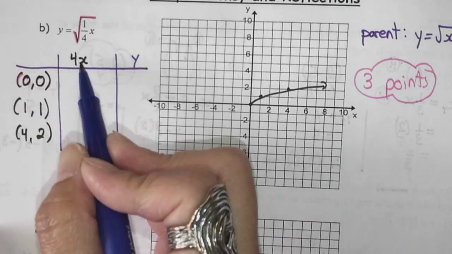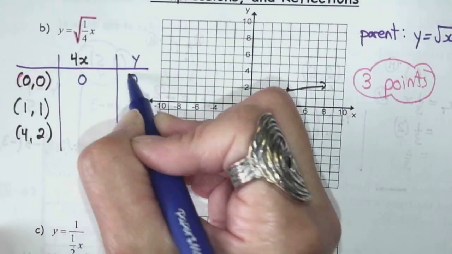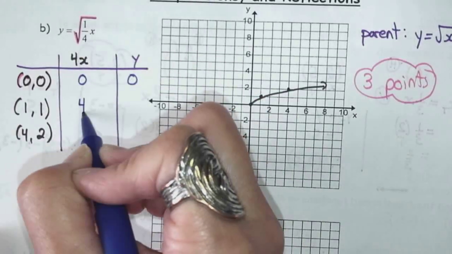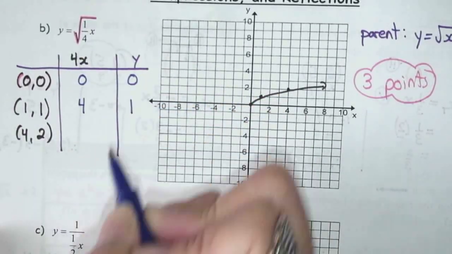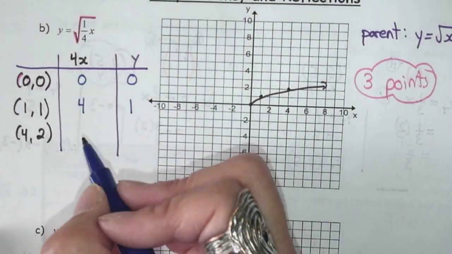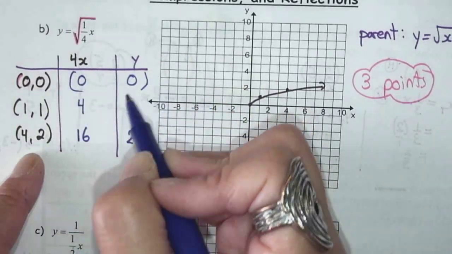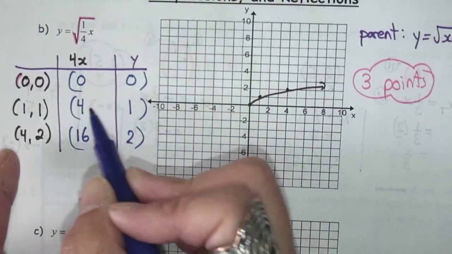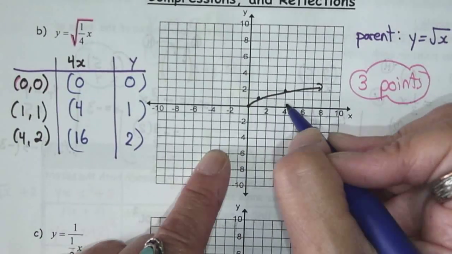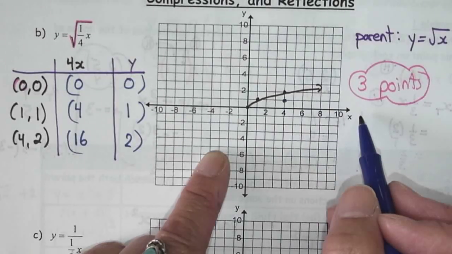If I put 0 in for x, I get back 0. If I put 0 in for y, I get back 0. If I put 1 in, I get 4. If I put 1 in, I get 1. Is that okay? This one's easier to do. 4 times 4, 16, 2, there. So these are my coordinates now, x, y, x, y. So 0, 0, 4, 1, and then look at that, I can't fit 16, 2.